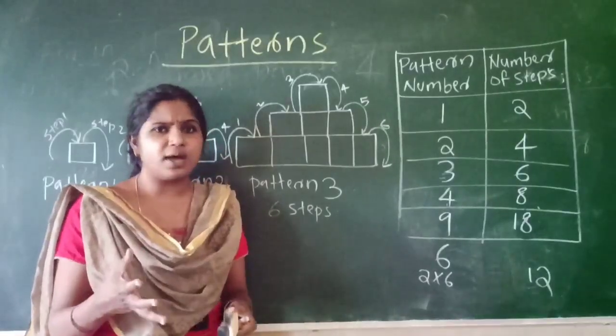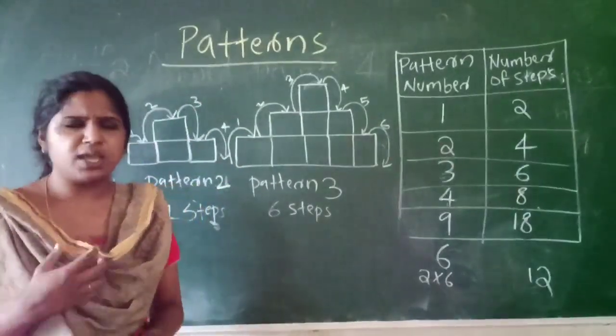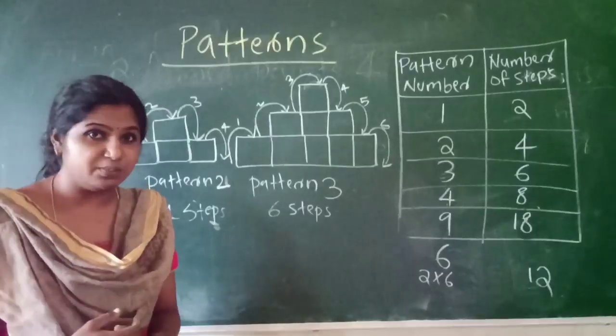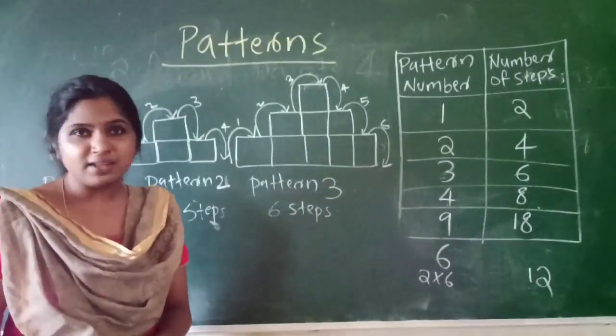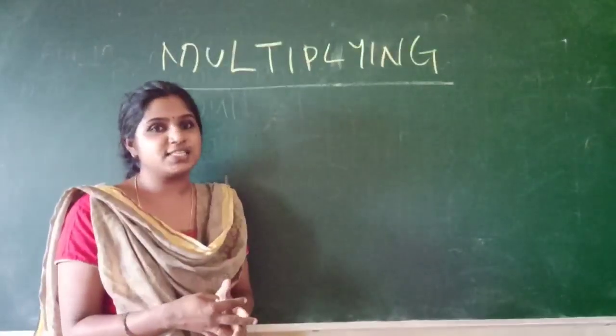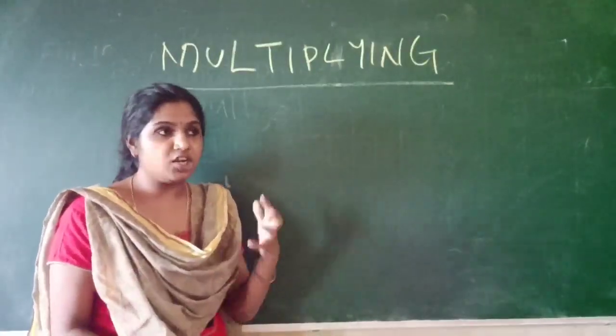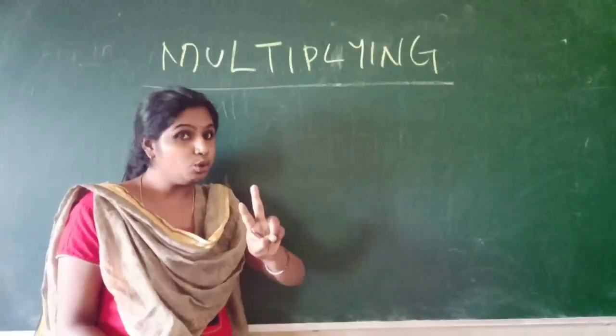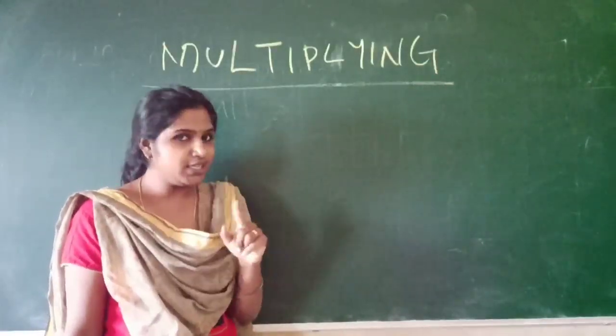Okay, then these are about patterns. These patterns give us the multiplication tables. You can easily study the multiplication table using this kind of pattern. Okay. Now we are going to discuss the real multiplication: multiplication of a 2-digit number with a 1-digit number.